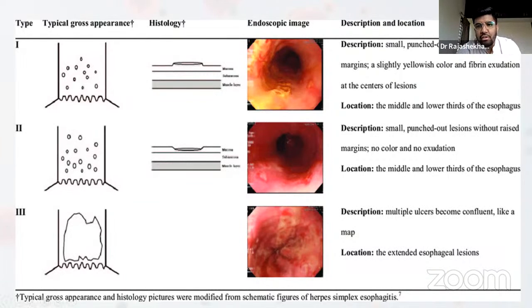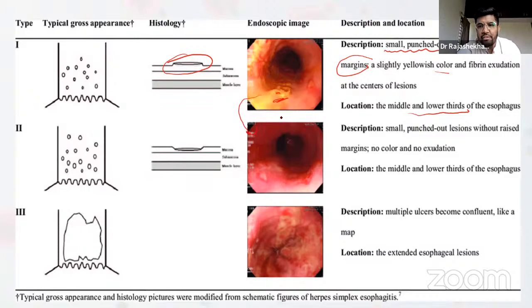So in stage 1, it is usually a small punched out lesion with a raised margin. You can see the raised margin here with a slight yellowish color and fibrin exudation at the center of the lesion. So this is what the typical early stage of herpetic esophagitis looks like, usually located in the middle or lower third of the esophagus.